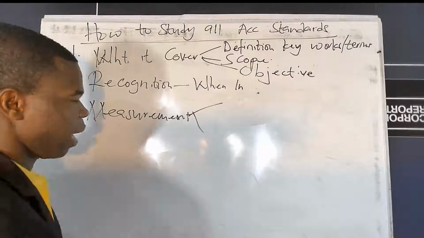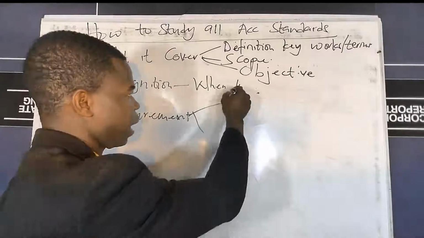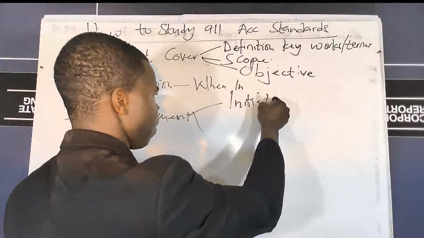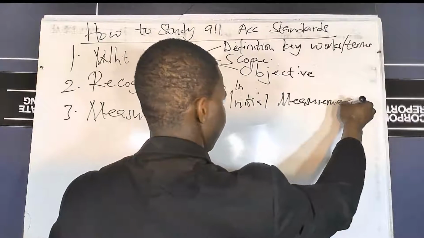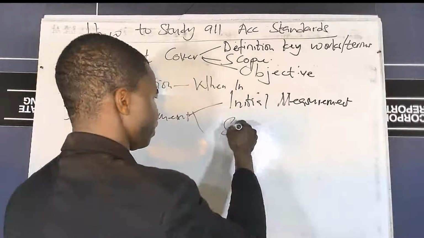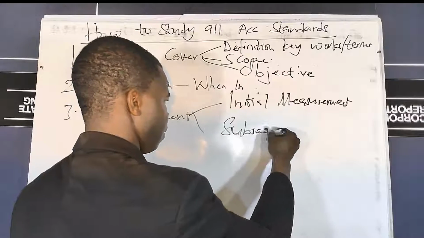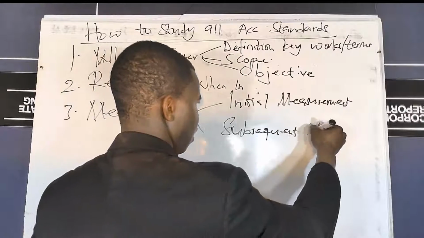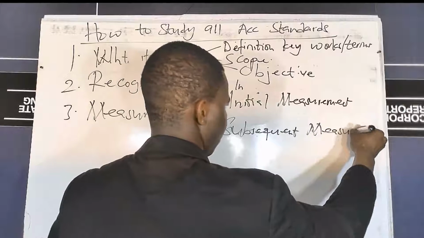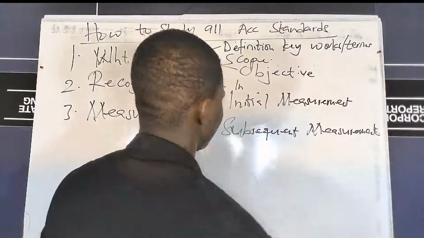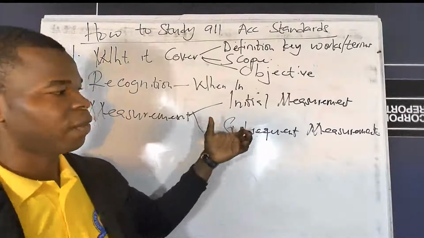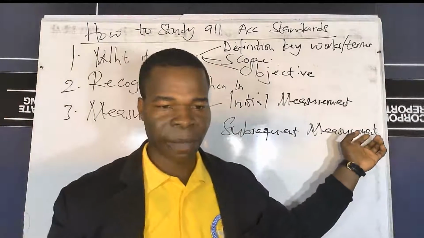And measurement here, we have two things. We have initial measurement, and then we have subsequent measurement. So we have initial measurement and we also have subsequent measurement.